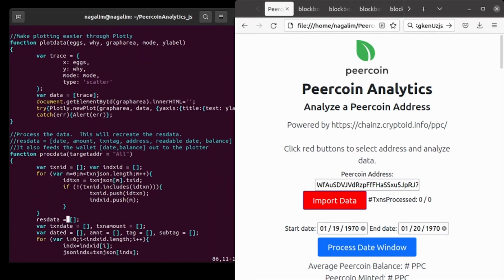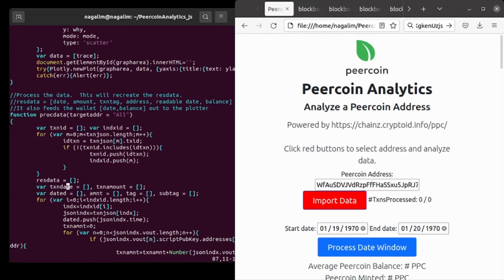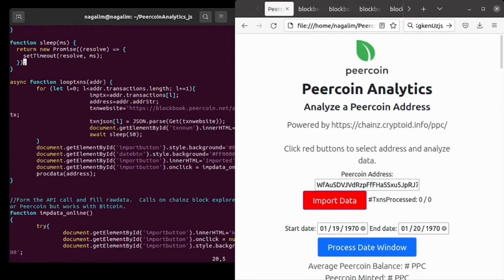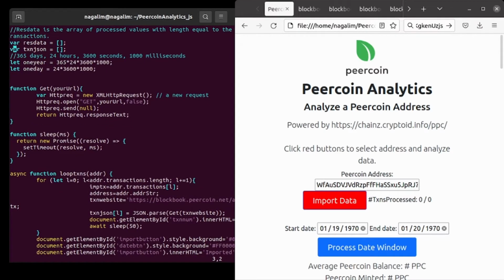So now we come down to process the data. This is a plotter, from the old code. So we go to process the data, and we start pulling things out of the JSON that we formed. This is a global transaction JSON that we made. We actually aren't using raw data anymore. So basically, transaction JSON is our raw data now.